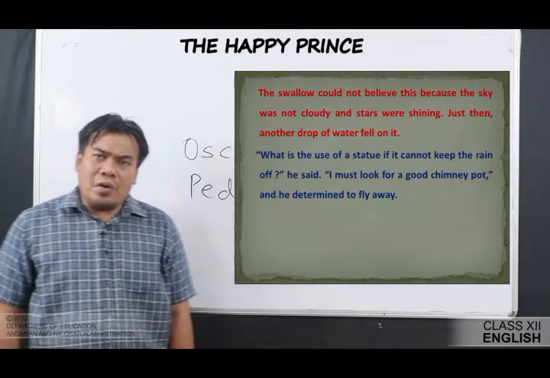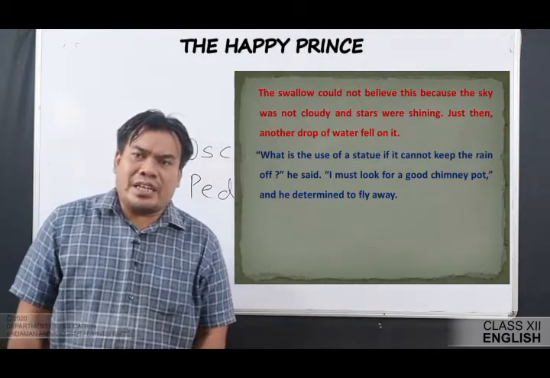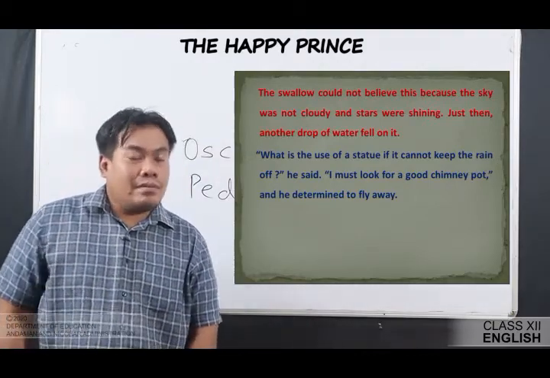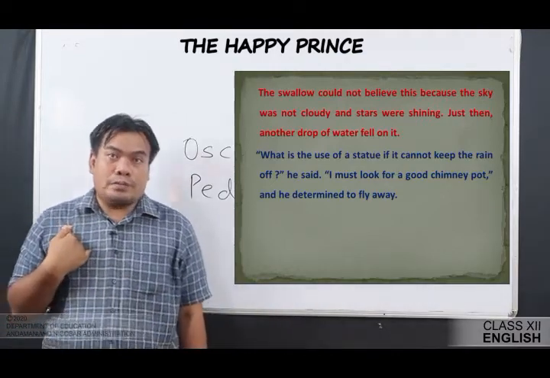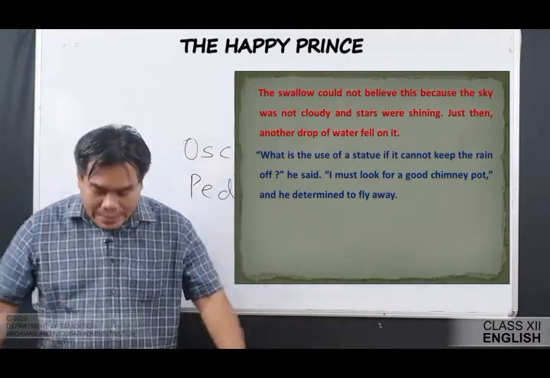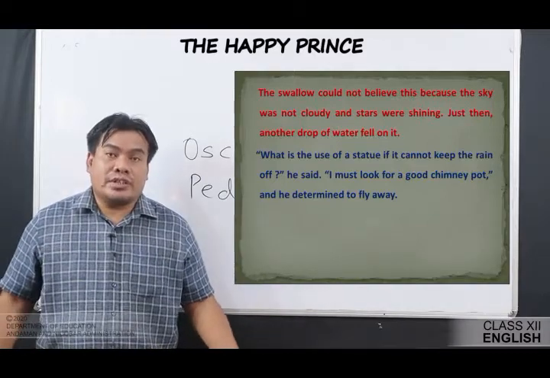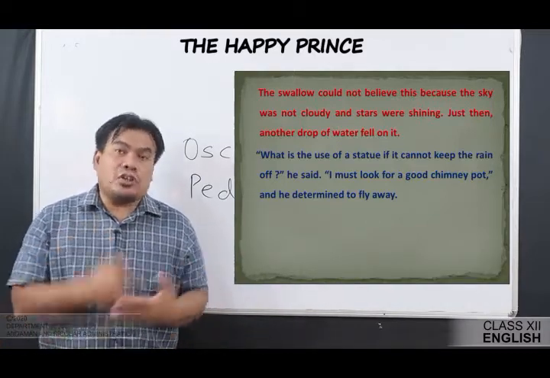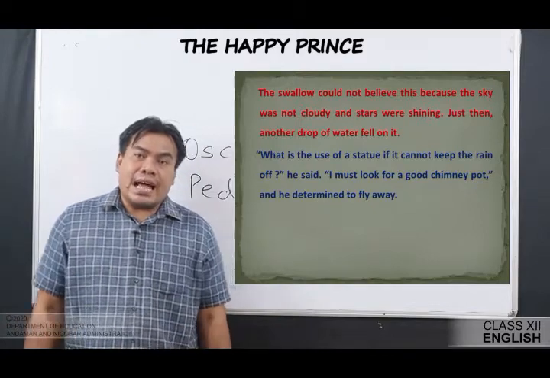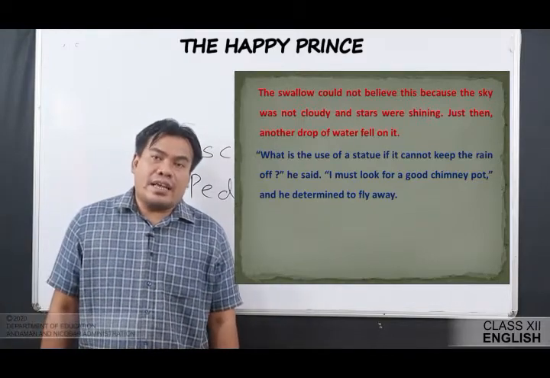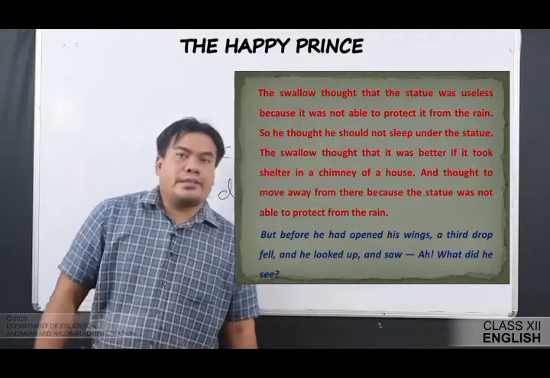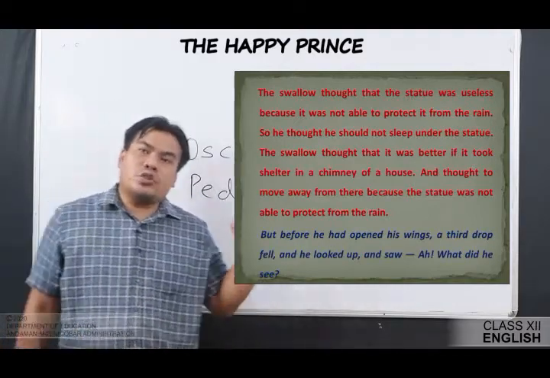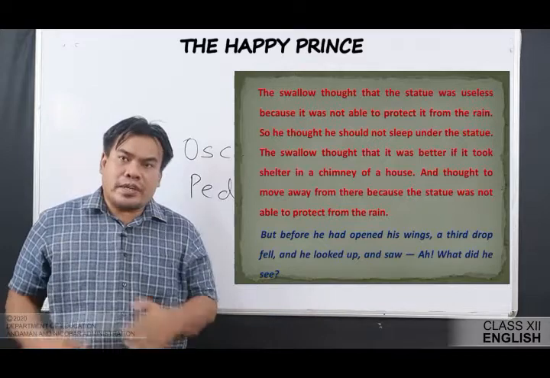"What is the use of a statue if it cannot keep the rain off?" Again, he's talking to himself, the swallow, in between the feet of the statue. He said, "I must look for a good chimney pot," and he determined to fly away. Let's see the explanation. The swallow thought that the statue was useless because it was not able to protect it from the rain.